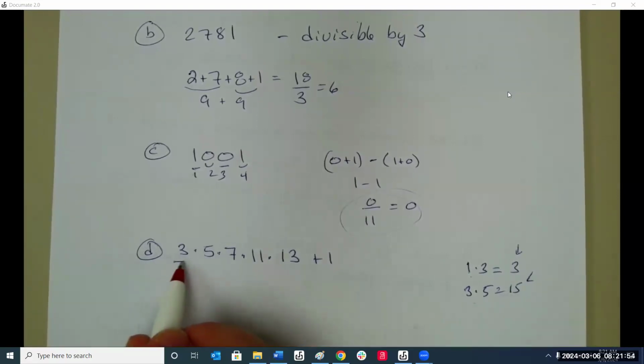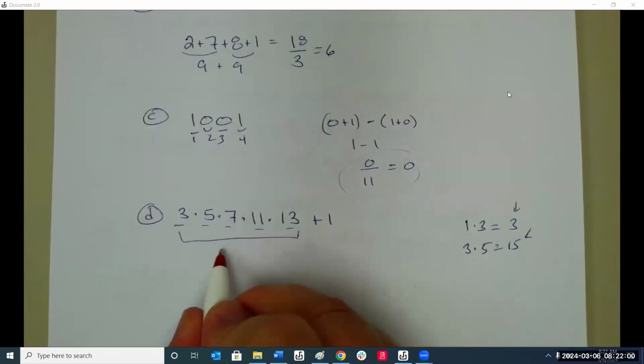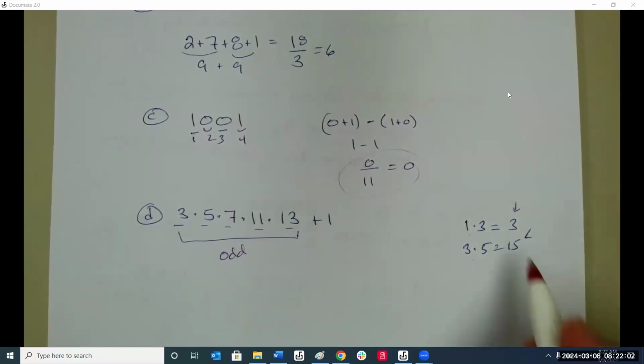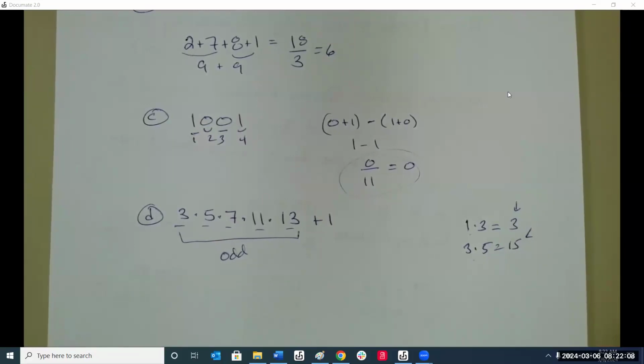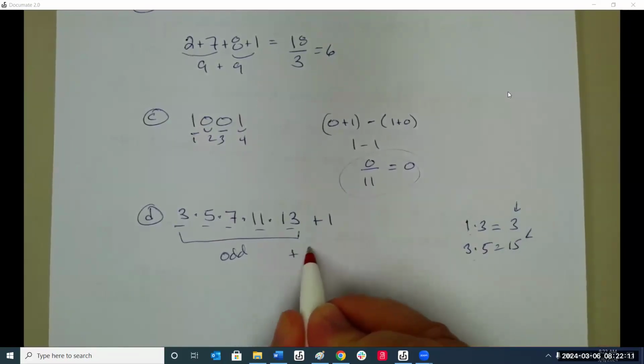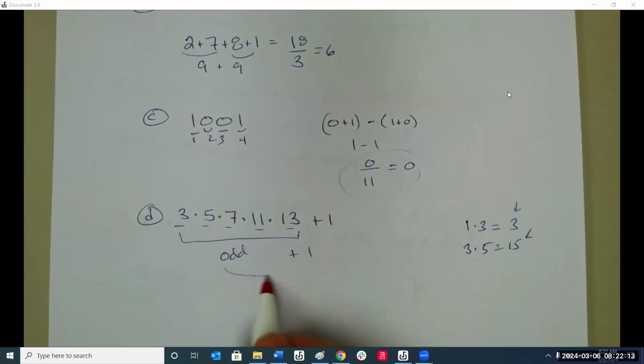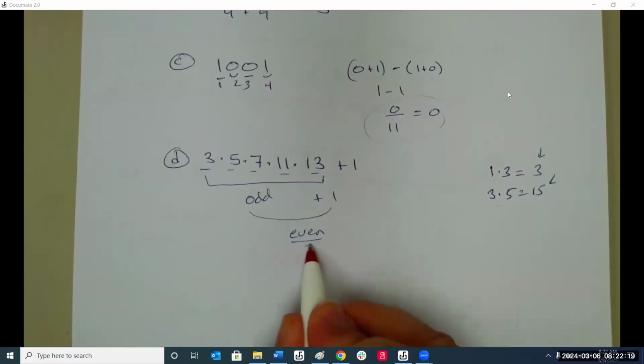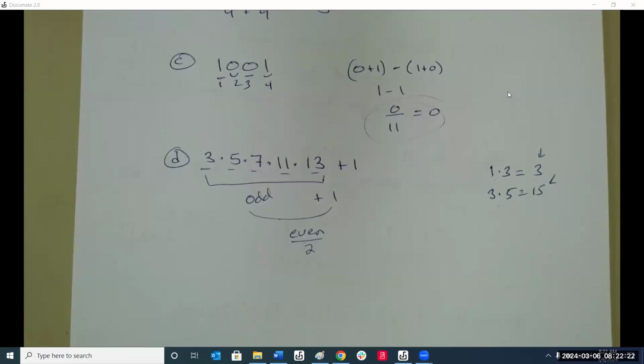So if I multiply all odd numbers, what is this going to give us? It's going to give us an odd number. If you multiply odd numbers, you get an odd answer. And if you have an odd answer and you add 1 to it, what does it become? It becomes even. And even numbers are divisible by 2, so it's a composite. Pretty tough questions. Just think, they want kids in elementary school to know this stuff.